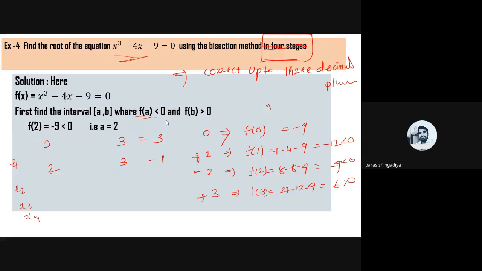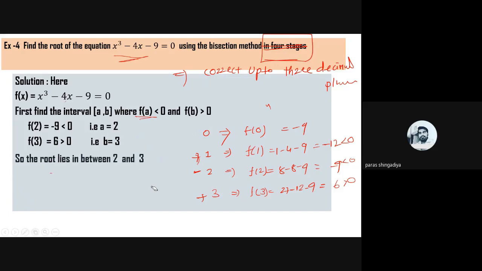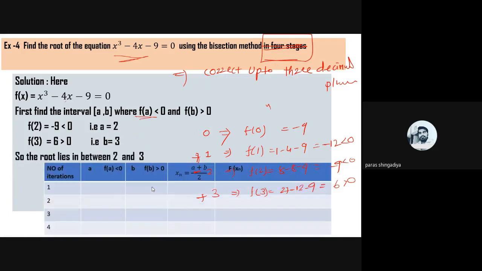Okay, good. So f of 2 is negative, -9, and f of 3 is positive, 6. So b is equal to 3 and a is equal to 2. Clear? Now prepare one table. The root lies in between 2 and 3, and identify the first iteration. Here f of 2 is negative, f of 3 is positive, and here put the 2 and 3. Now x1 will be 2.5.